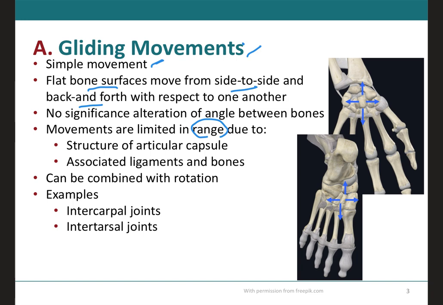In addition, these sliding movements can also be combined with rotation sometimes. Now, the intercarpal and intertarsal joints are examples of articulations where gliding movements occur, where inter means between, and carpals are the wrist bones, tarsals being the ankle bones, as seen on these images to the right.